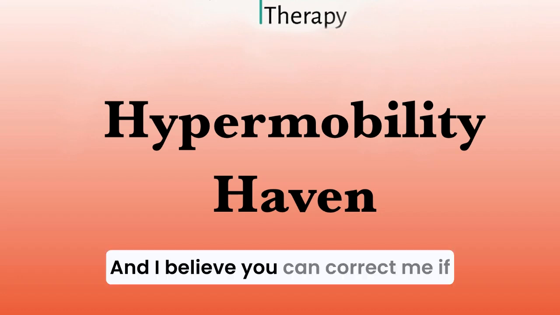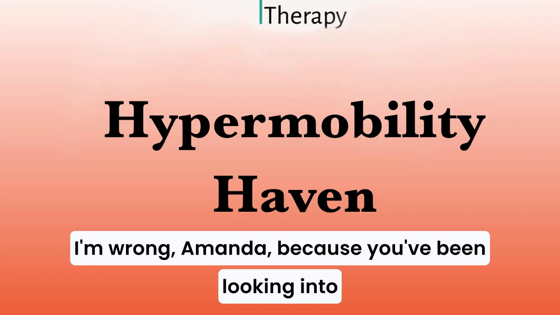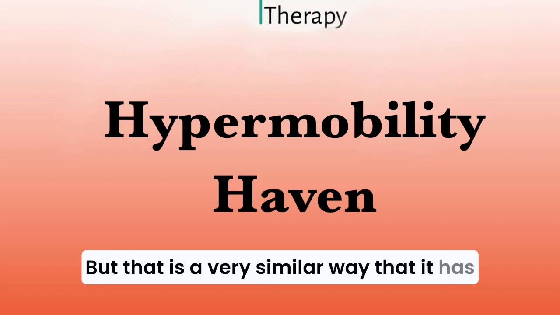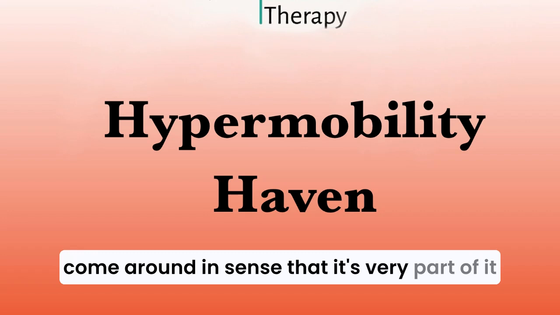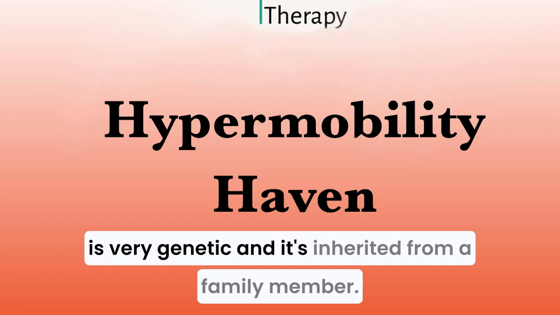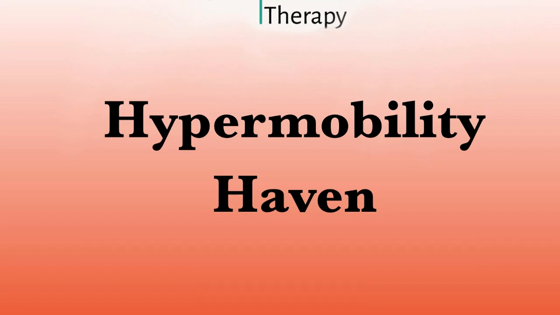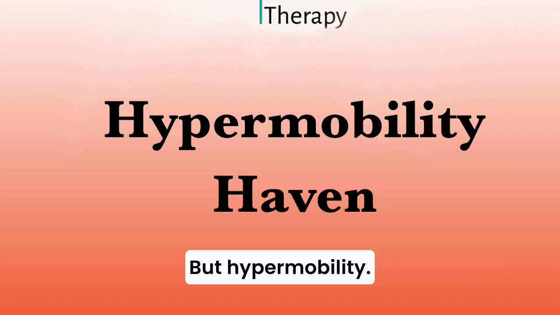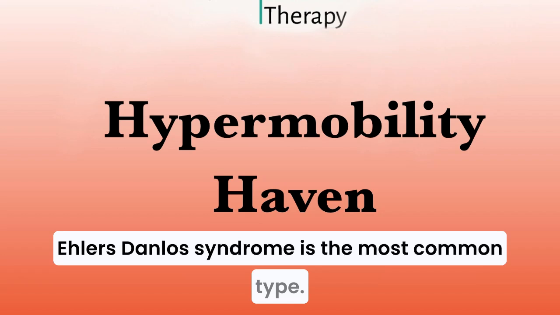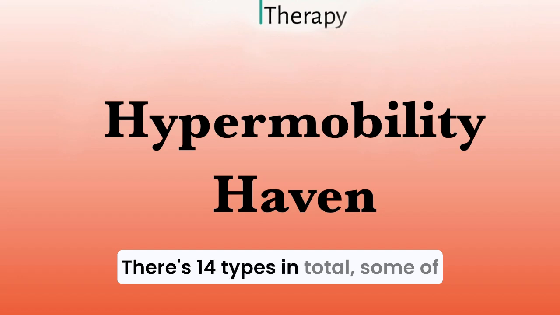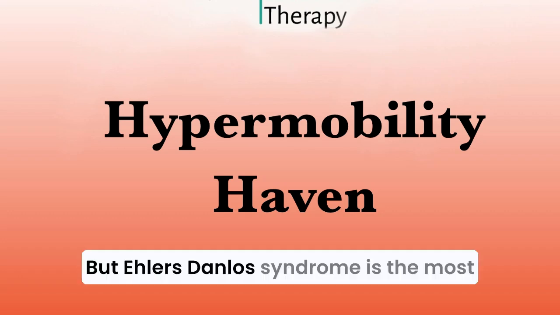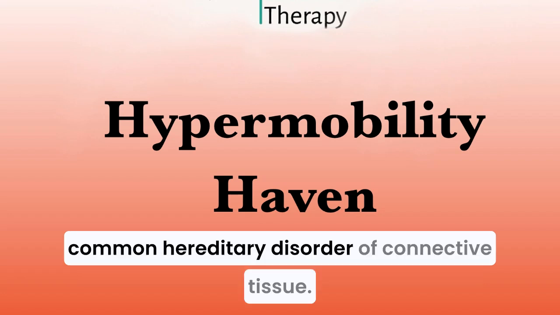And I believe, you can correct me if I'm wrong, Amanda, because you've been looking into Ehlers-Danlos a lot more than I have, but that is a very similar way that it has come around, in the sense that part of it is very genetic and it's inherited from a family member. Yeah, so they're still not sure about the biomarkers for Ehlers-Danlos syndrome, but hypermobility Ehlers-Danlos syndrome is the most common type. There's 14 types in total, some of which are considered to be quite rare. But Ehlers-Danlos syndrome is the most common hereditary disorder of connective tissue.